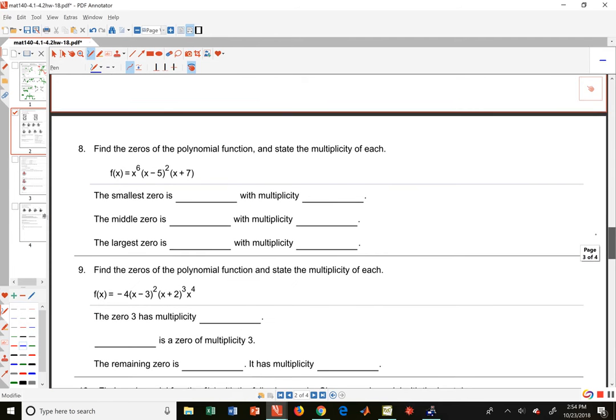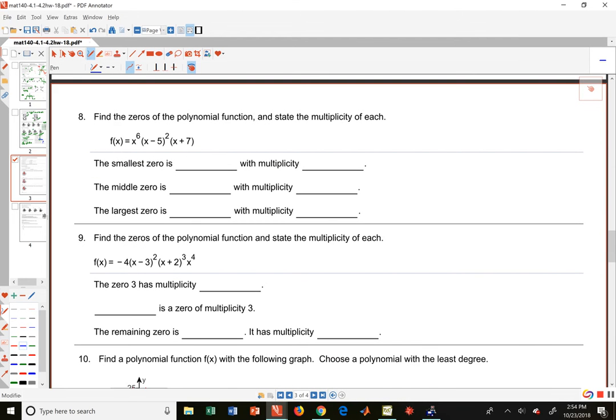All right, let's do a little bit more. It says find the zeros of the polynomial functions and state the multiplicity of each. Now this one has a little tricky part at the front there. That x to the 6th is actually x plus 0 to the 6th power, or x minus 0 to the 6th power, whichever one you want to do. Then you have the squared and the x plus 7.